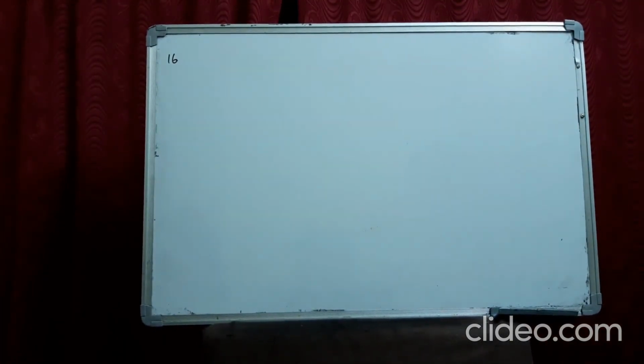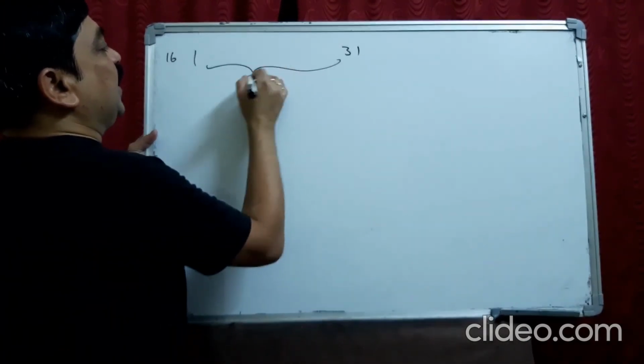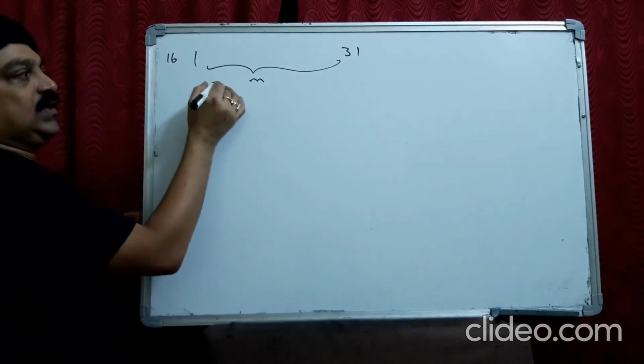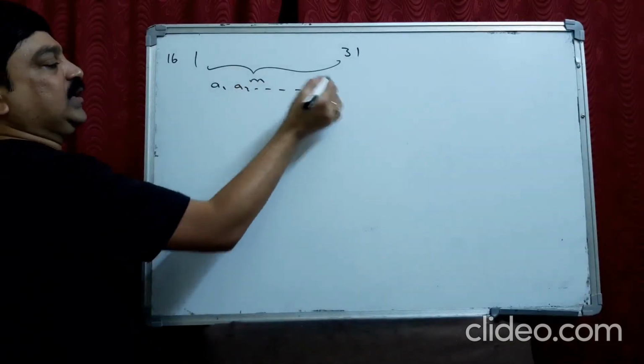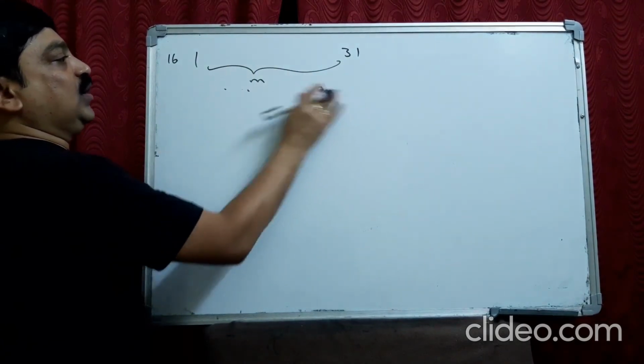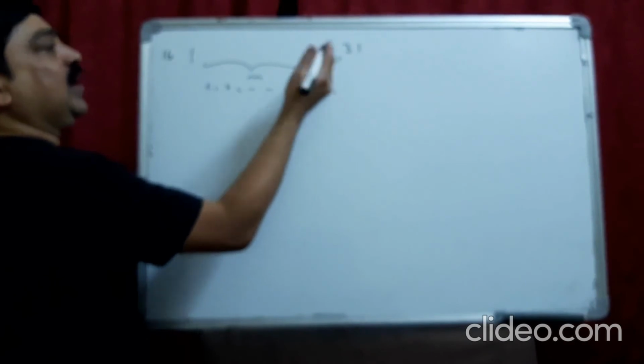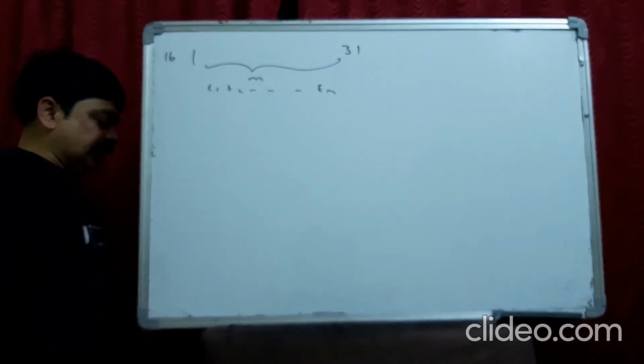See the 16th question. Between 1 and 31, there are some m numbers inserted. M numbers, A1, A2, and so on. Some M terms are inserted, not M1, A1, T1, T2 like that. Some T, M are inserted. Okay, what did they say?